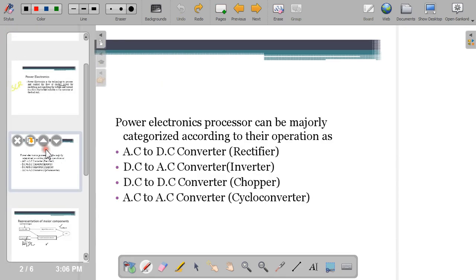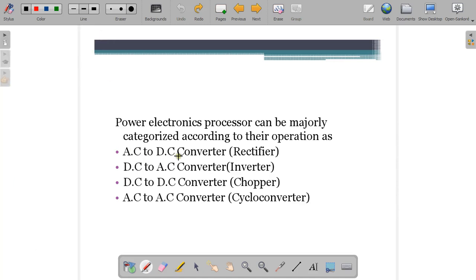Their basic classification is like this: AC to DC, DC to AC, DC to DC, or AC to AC. AC to DC is basically a rectifier. DC to AC is basically called an inverter, and DC to DC is a chopper, while AC to AC is a cycloconverter.